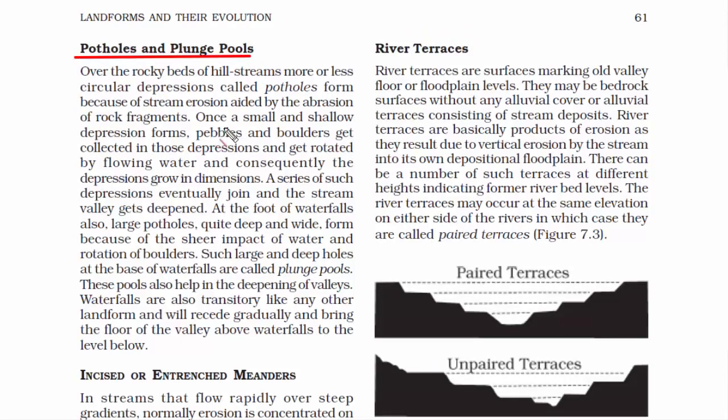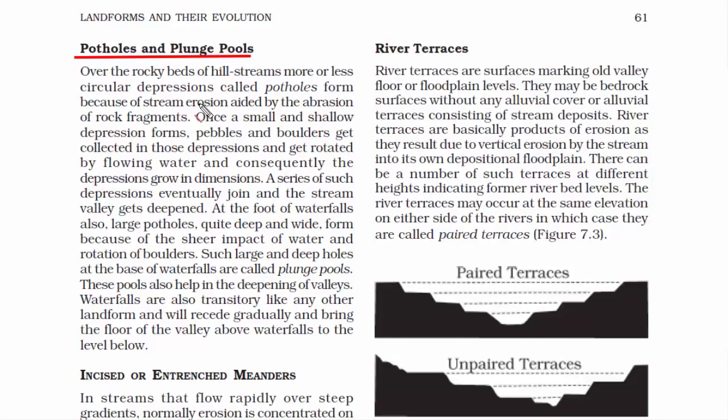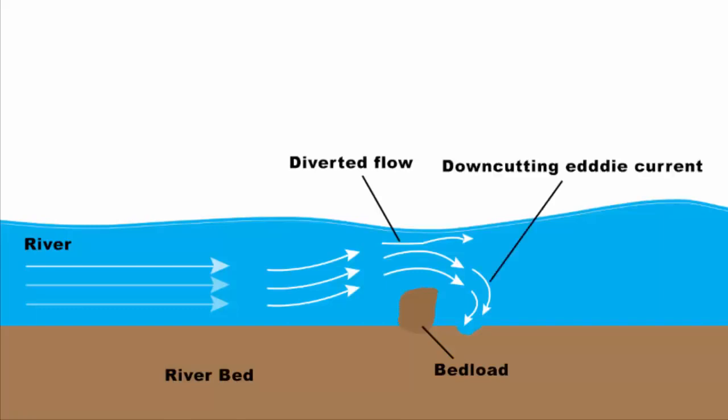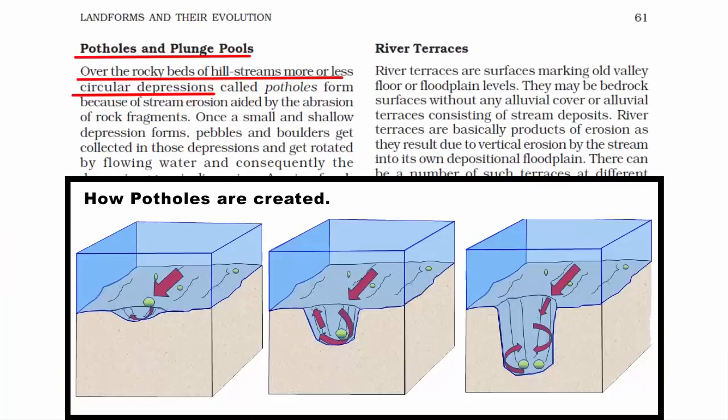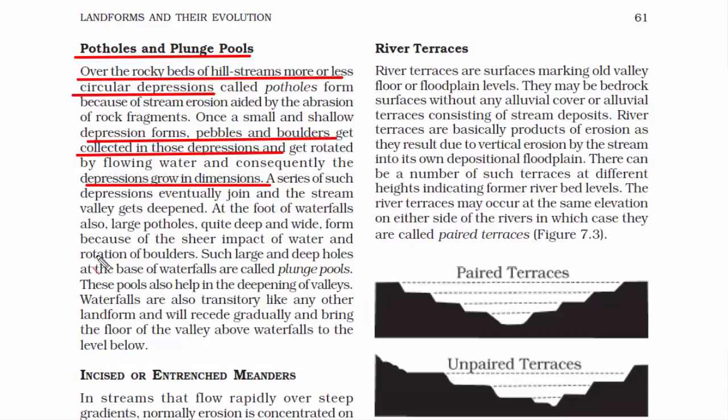Let me first tell you what potholes are. It is similar to the pothole that you see on roads, but in a riverbed, the scenario is different. When flowing water encounters bedload, which is heavy sediment particles that do not move, the flow of the water is diverted. And the diverted flow of water forms something called eddy currents, which are down-cutting currents, and this current causes a depression in the riverbed, and these depressions deepen. Pebbles and boulders can get trapped in them. As a result of the eddy currents, the pebbles drill into the depression, making it more circular, wider and deeper. Now I'll tell you about plunge pools.